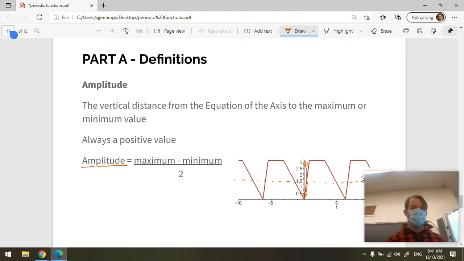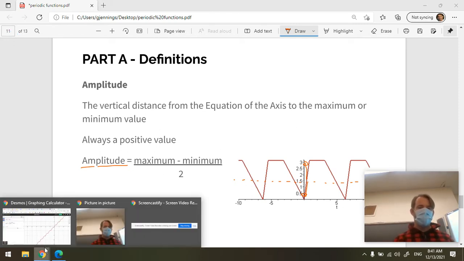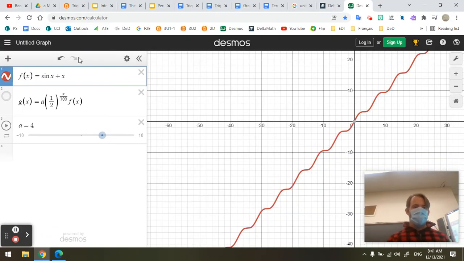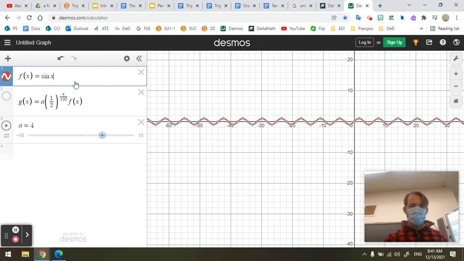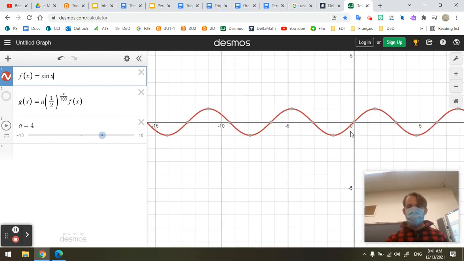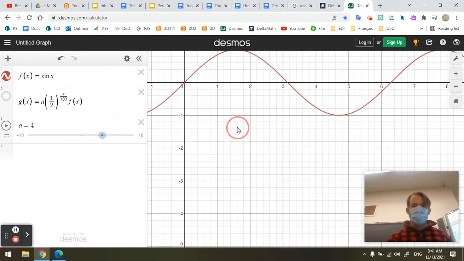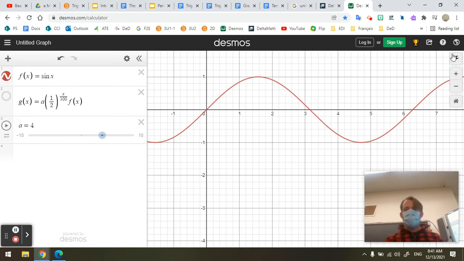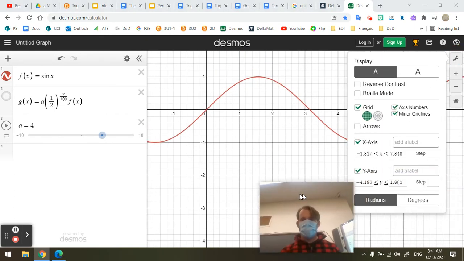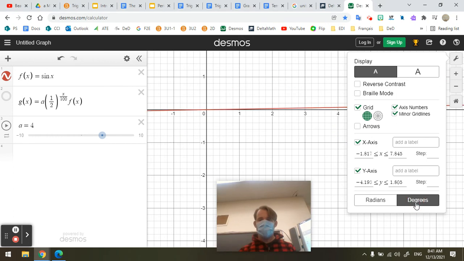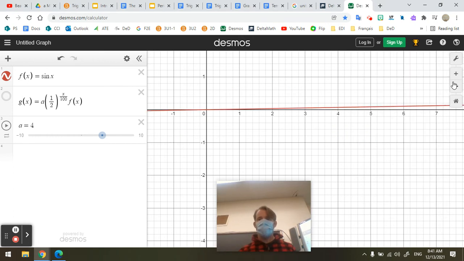Let's go back now and take a look at our sine graph. I'm going to remove that linear component. There we go. If I zoom in on this one, we'll see, and we're going to be spending a lot of time with this fellow. Notice right now that my graph is in radians, and in our course, we work in degrees. So I'm going to change this to degrees, and wow, did that ever flatten out, eh?